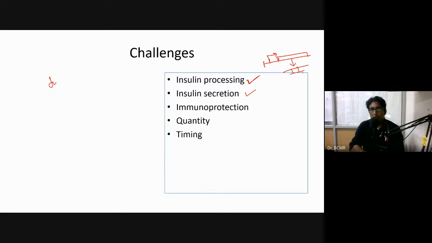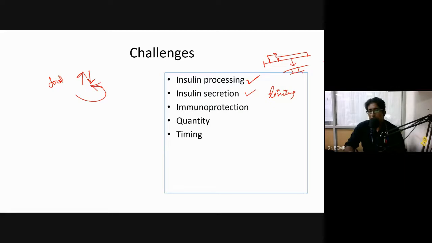When we eat food, the blood glucose increases, and that is when we are supposed to take in insulin, so that the blood glucose will come down. The timing of insulin secretion should be quite normal. We will discuss a little bit about it today in a while.